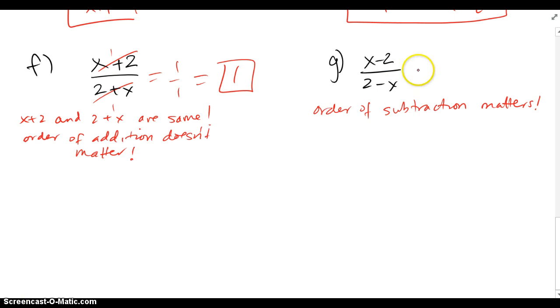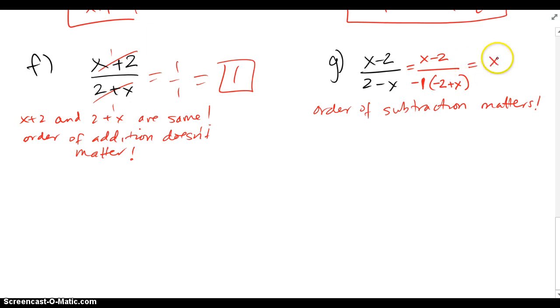So here's what I'm going to do. I'm going to make the denominator kind of look like the numerator. I'm going to keep the numerator the same just by choice. And in the denominator, I'm going to factor out a negative 1. And when I do, this positive 2 becomes a negative 2. And this negative x becomes a positive x.